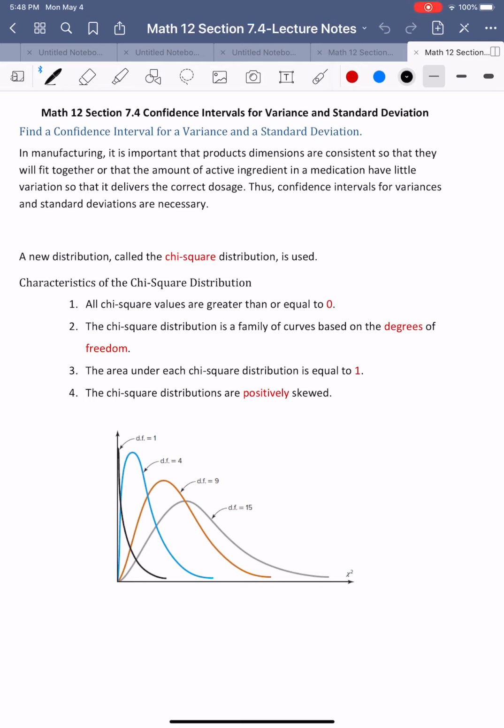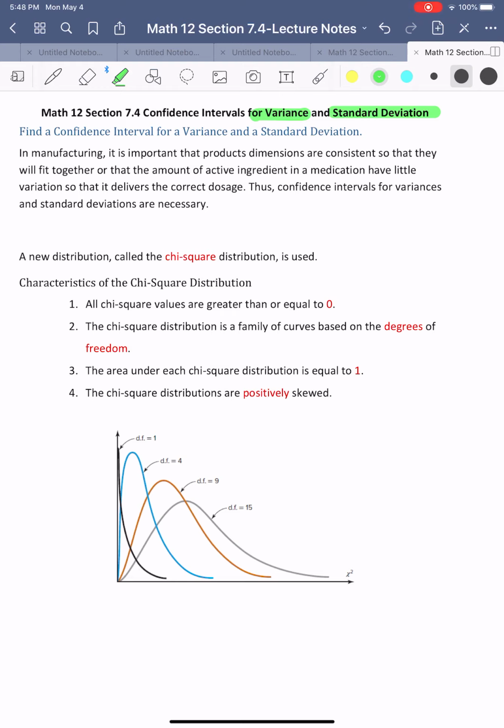Hello, this is section 7.4, confidence intervals for the variance and standard deviations. The previous ones used proportions, and this one uses the variance and standard deviations. Mostly we are using the standard deviation. So find a confidence interval for the variance and standard deviation.